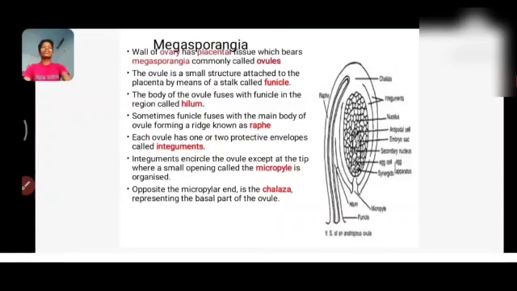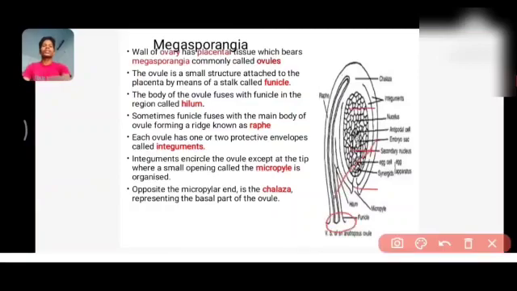Here we are seeing the placenta. Okay, and sometimes the funicle fuses with the main body of the ovule, forming a ridge known as the raphe.